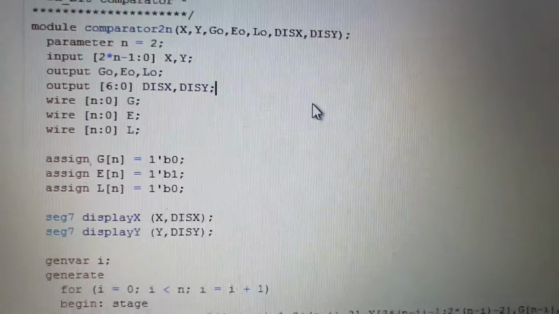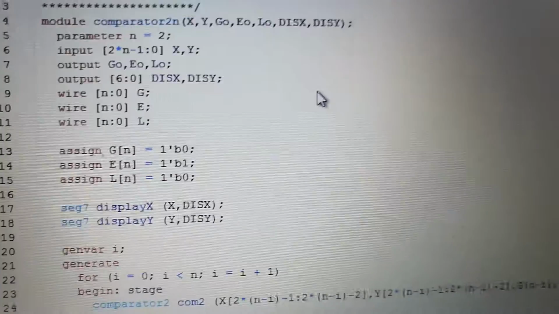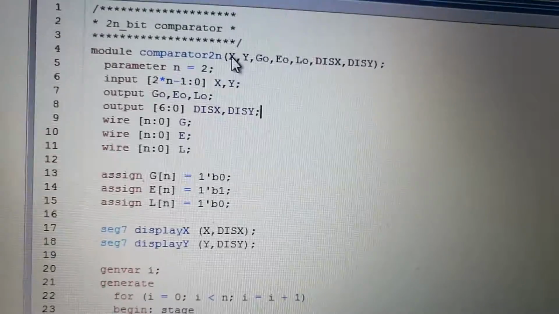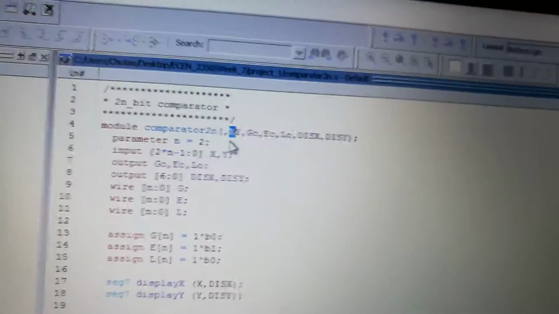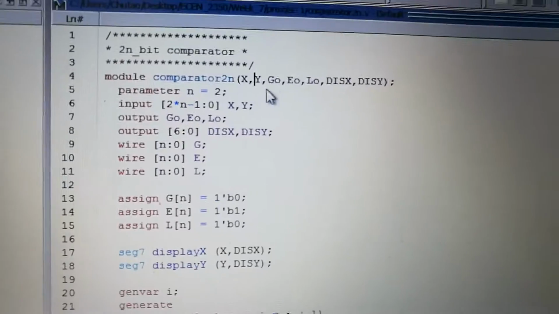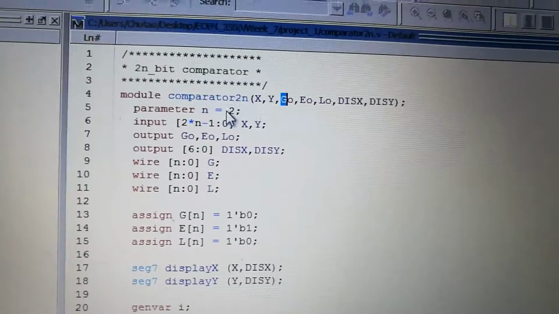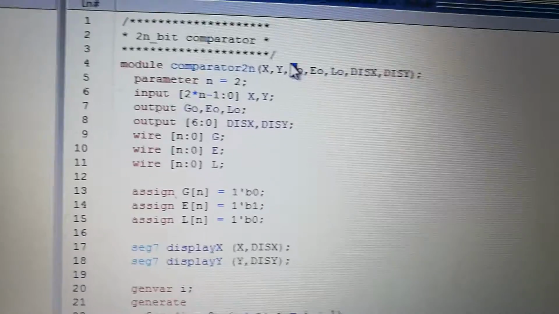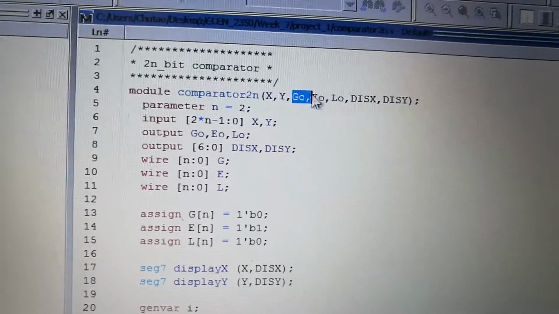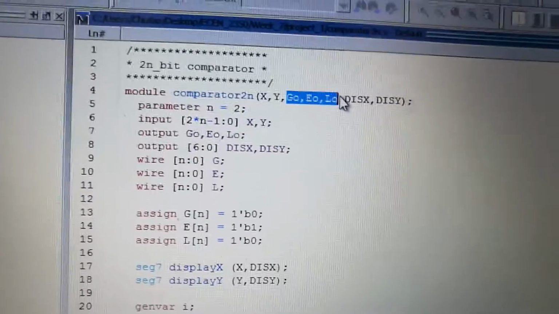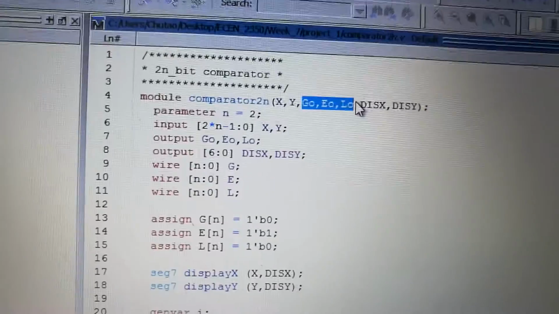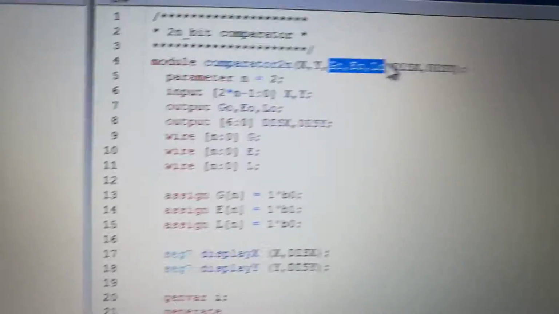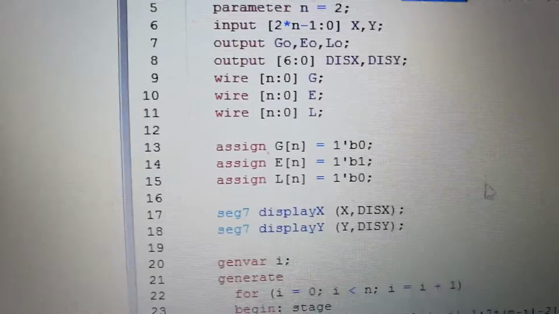Here is the 2N-bit comparator for part 3. It's going to take x and y. Here x and y are going to be 4-bit. Both of them are going to be 4-bit values. And we don't have GIN here because we want to compare something. We should set our equal input to be 1 so that it can actually compare, which I set down here.